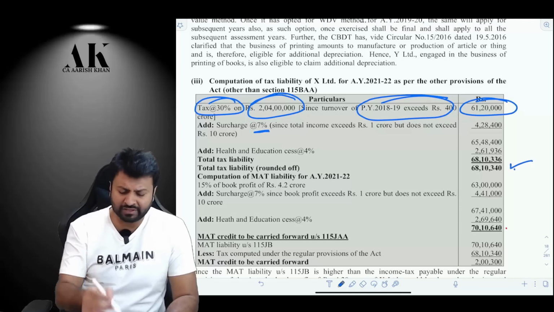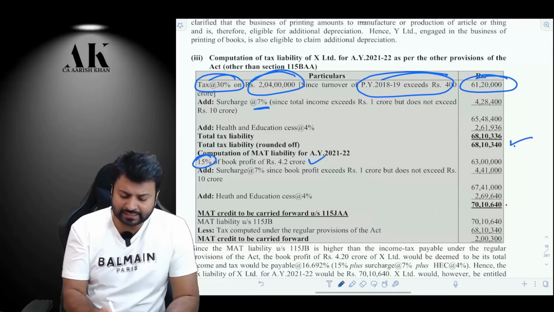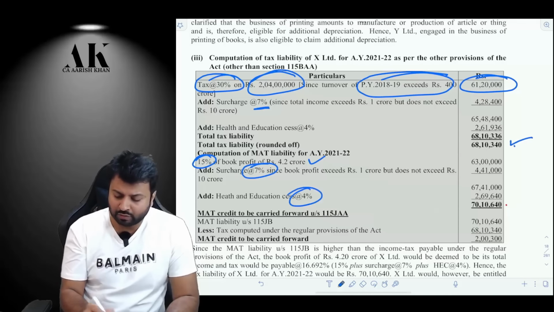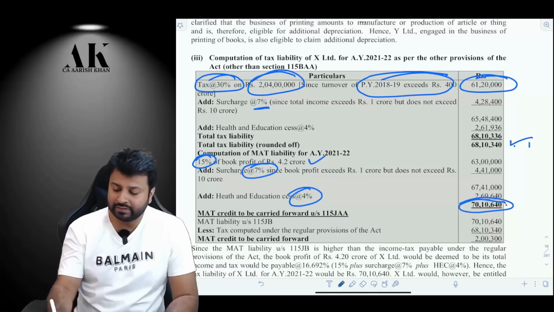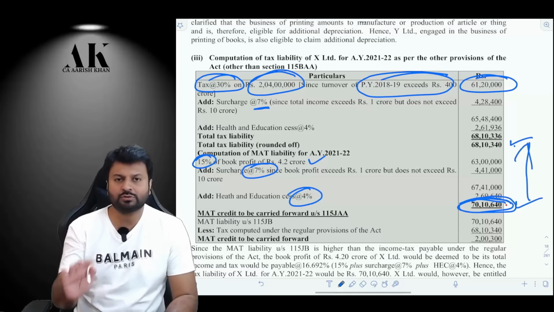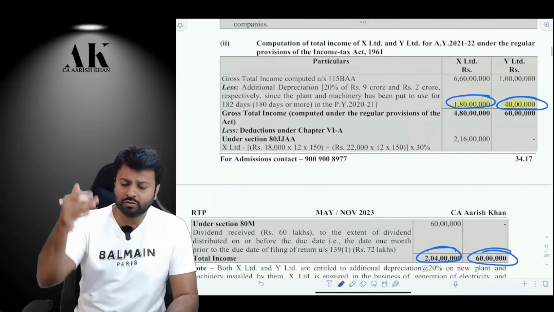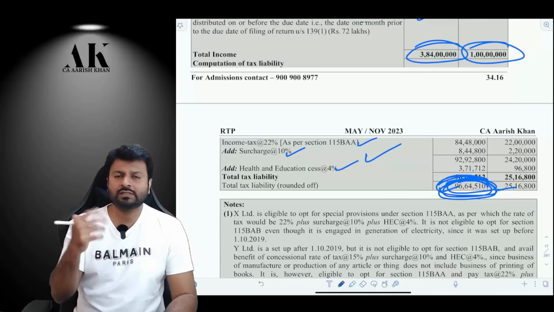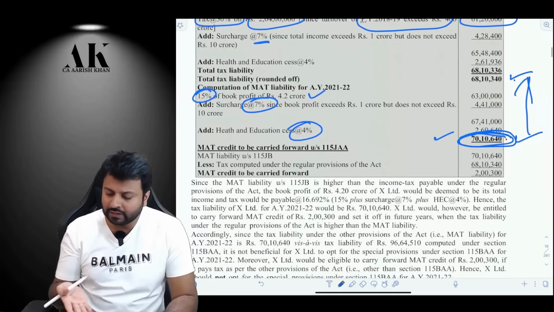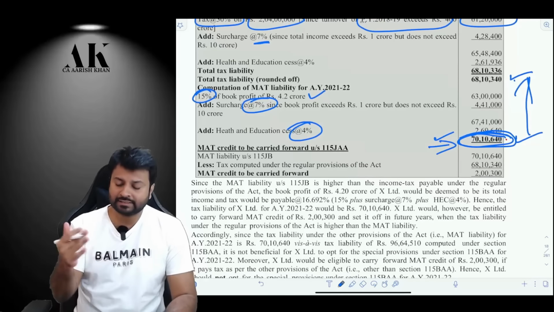The book profit is directly given in the question as 4.2 crore. 15% tax, 7% surcharge because the income is more than 1 crore, 4% cess. The book profit tax is coming to 70 lakh. Whichever is higher is this. So therefore, as per MAT, you are supposed to pay tax as per 70 lakhs. Therefore, it is beneficial to go for this rather than to go for the special provision and pay 96 lakhs. What sense does it make to pay 96 lakhs? Rather than that, go for the normal provision and pay tax as per 70 lakhs, 10,640.